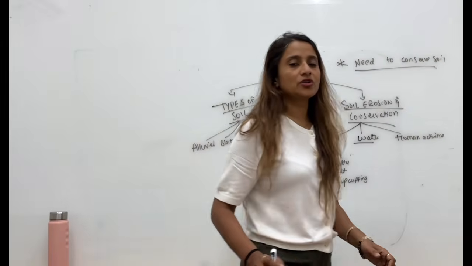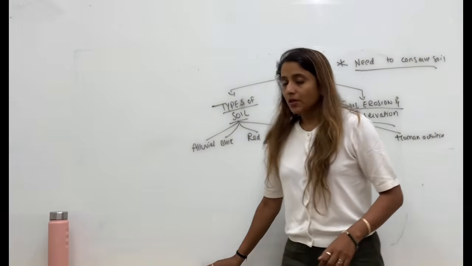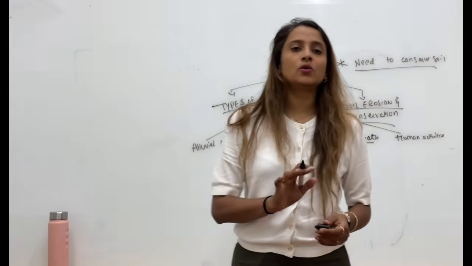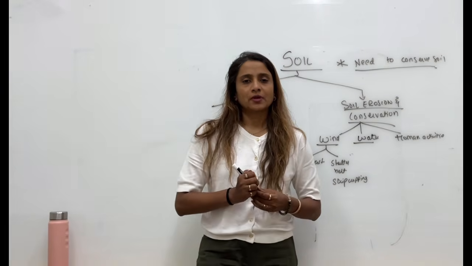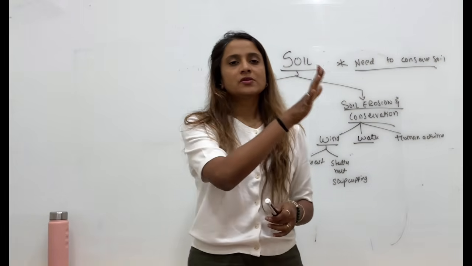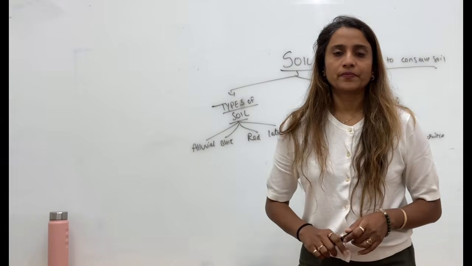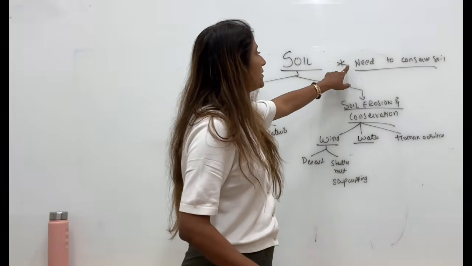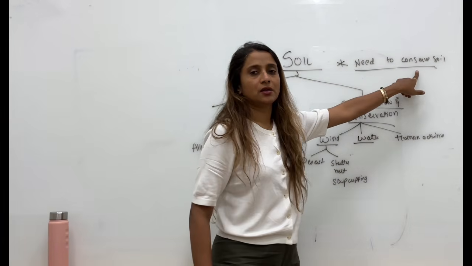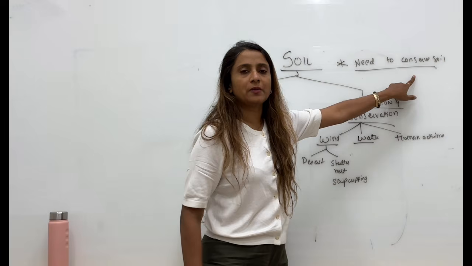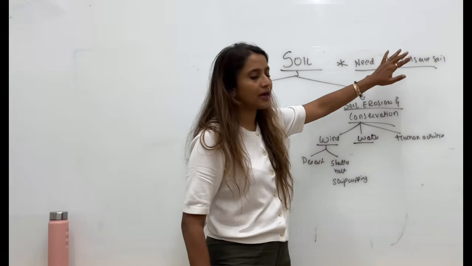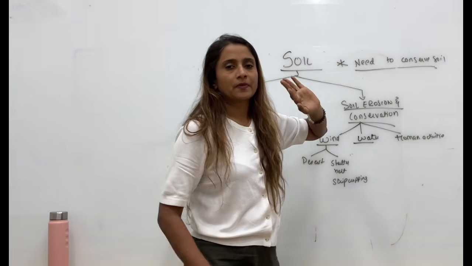So we will start revision of soil now. So kids, let's divide this chapter into two groups. Types of soil, soil erosion, soil conservation. Remember one thing, to know one thing very well, need to conserve soil. This give reason can come for 3 marks also, as an independent standalone question also for 3 marks.